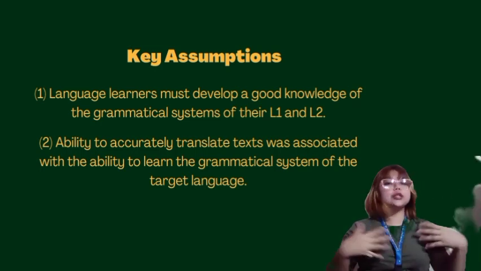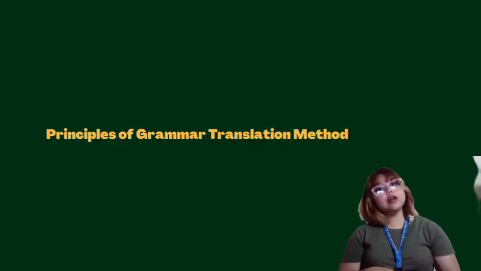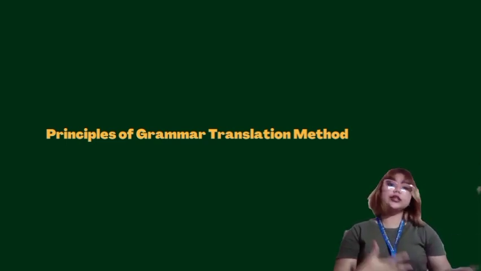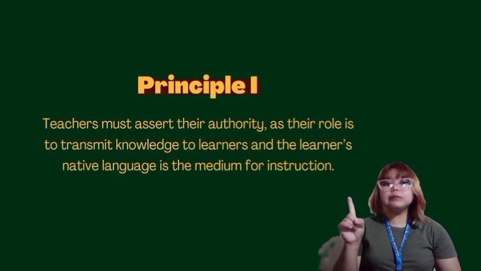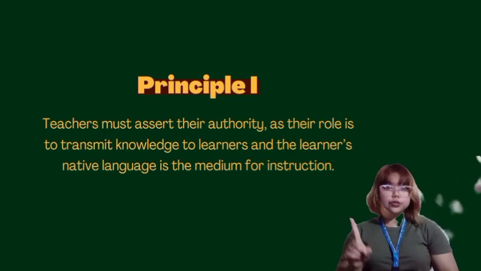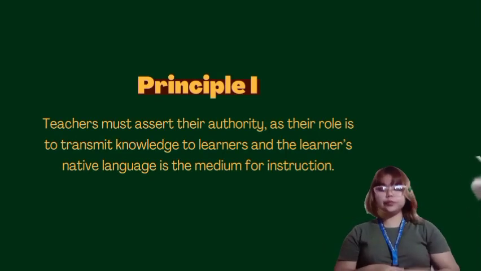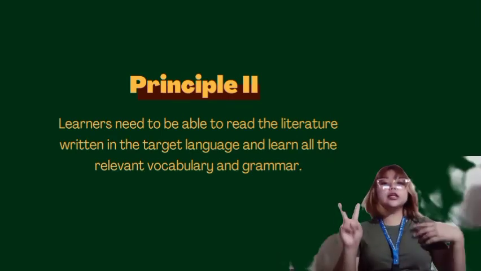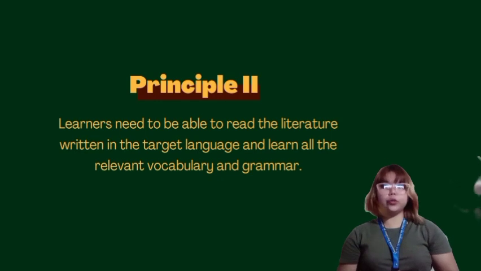So the grammar translation method consists of a number of main principles which represent the building blocks of this language teaching methodology. According to the grammar translation method, the learning and teaching of languages consists of the following principles. First, teachers must exert their authority as their role is to transmit knowledge to learners, and the learner's native language is a medium for instruction. Second, learners need to be able to read the literature written in the target language and learn all the relevant vocabulary and grammar. Learners do not play any active role, and there is little learner-to-learner interaction.